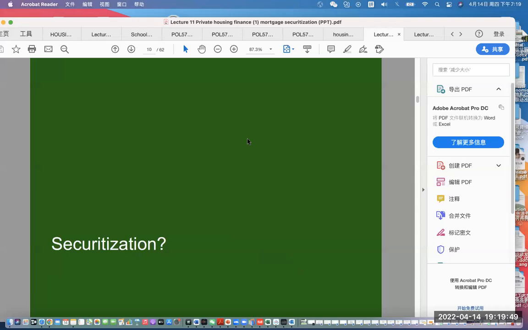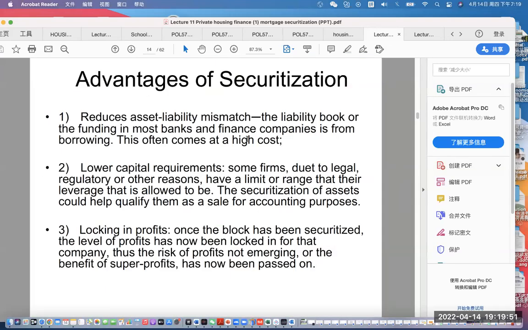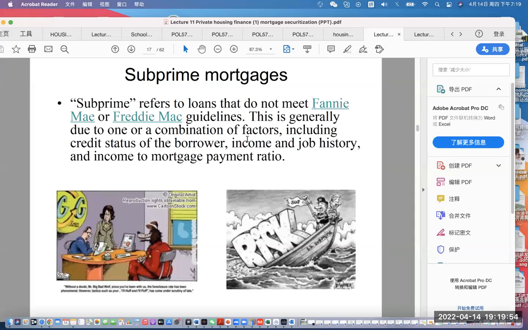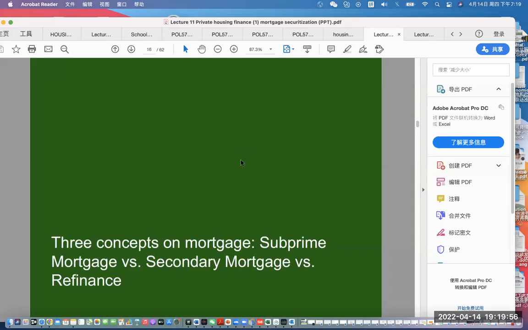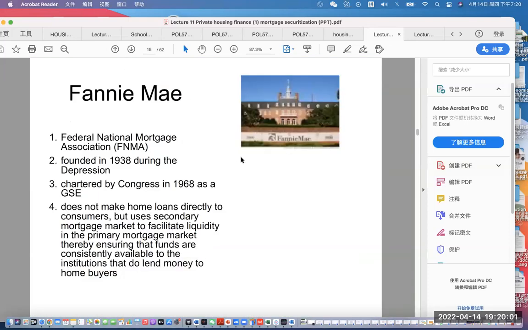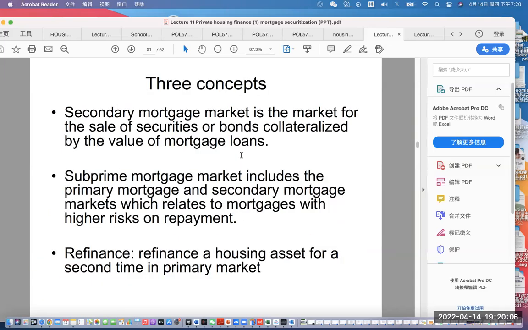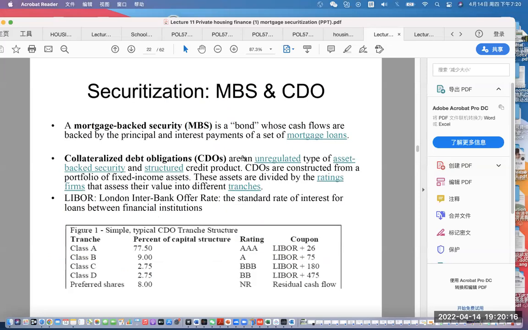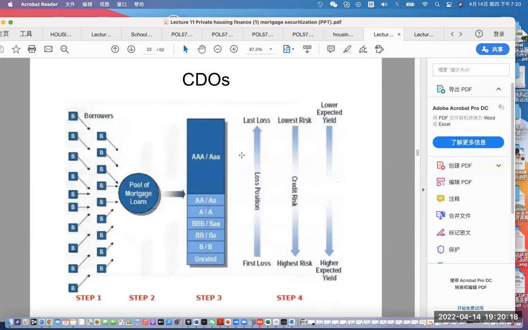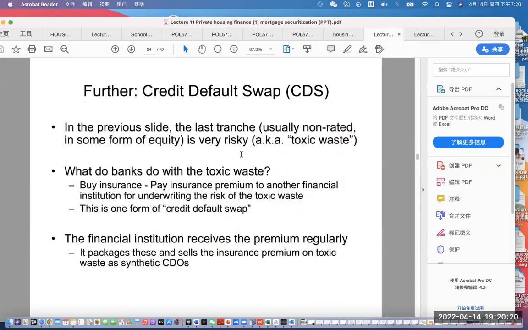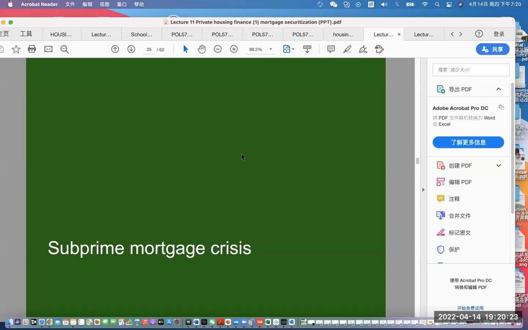Okay, and then we introduce the securitization, and both advantages, and we look into the differences between subprime mortgage, secondary mortgage, and refinance. And how do Fannie Mae and Freddie Mac work? And very importantly, the 3 concepts have to be compared. Okay, and then how does it differ from the other? And does one differ from the other 2? What are the risks? Why?